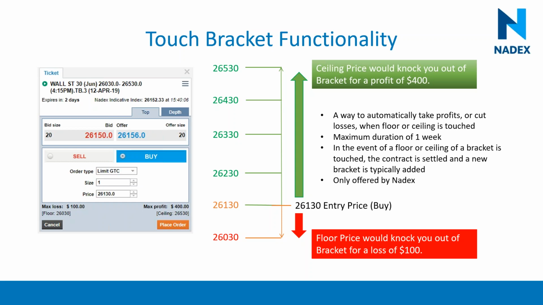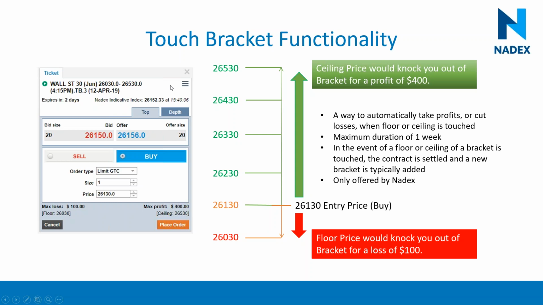So again, we have the Wall Street 30. Here we see a range, right? So basically, this is not asking a question. This is not an all or nothing contract, such as a binary option. This is actually what's called a variable payout contract with a knockout feature. So here we have a range. This range is 26,030 to 26,530.